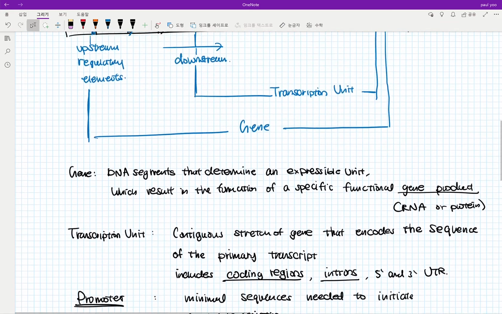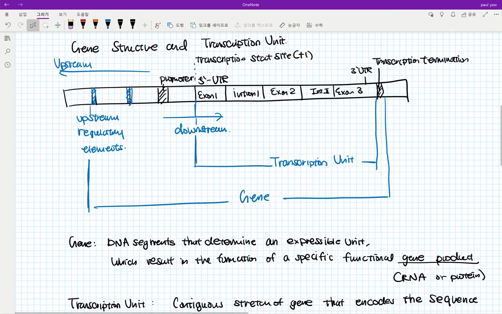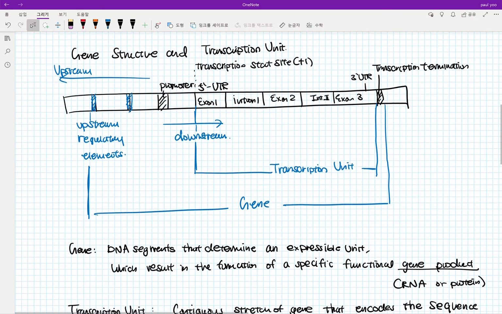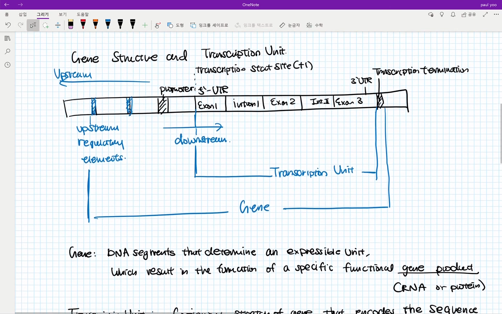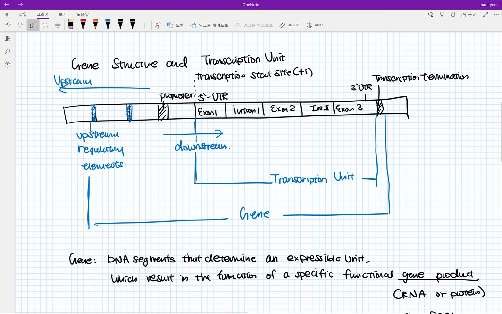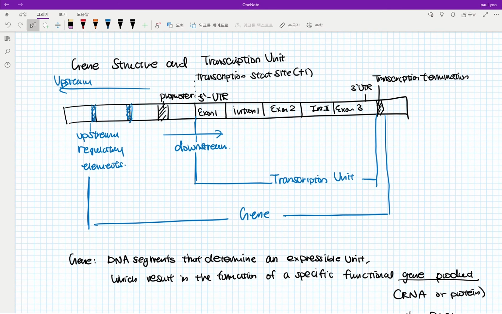So we talked about gene structure, that a gene is made up of the regulatory elements. They are the promoters, upstream regulatory regions, and transcription start site and transcription stop site. All right.